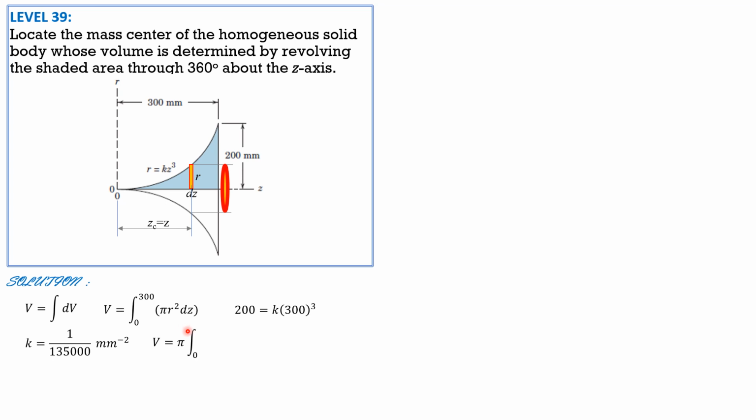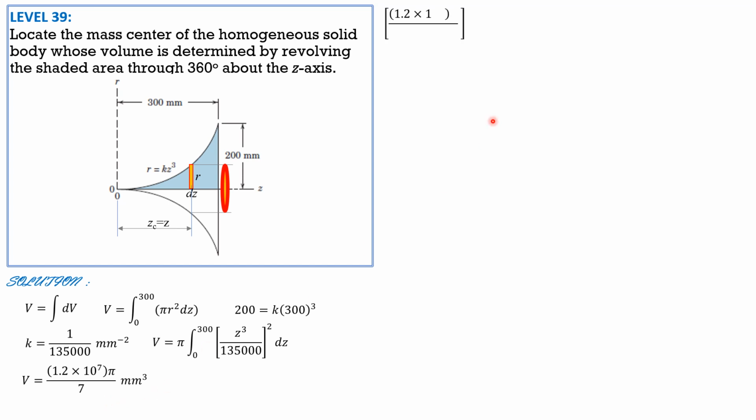So substitute here. Volume equals pi integral from 0 to 300 of z cubed over 135,000 mm to the negative 2. This is k. Then because this is r square, so quantity square. So using the calculator directly instead of manually evaluating it, although it's easy to evaluate, it's z to the 6 over 135,000 square. So the integral can be easily evaluated, but let's use immediately the calculator. This is the result: 1.2 times 10 to the 7 pi over 7 mm cubed.